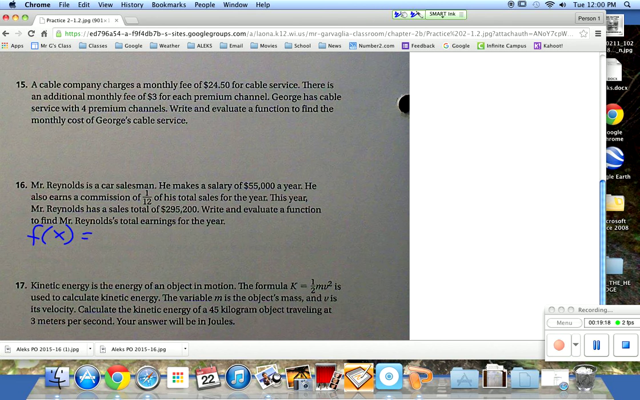Okay, how much is he going to make automatically every year, no matter what? $55,000. So that's going to be my constant out here. And then we're going to take 1/12 of our sales. We don't know how much he's going to have in sales every year. They gave us this value here, but we won't know. So we're going to go 1/12 x.